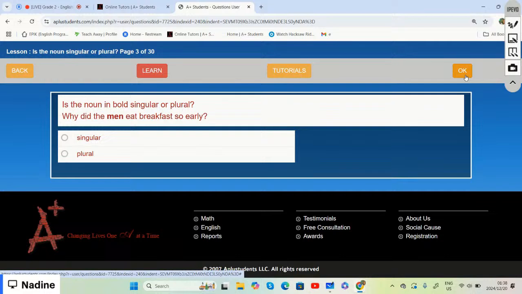All right, the next one says, why did the men, look at that word, men, eat breakfast so early? Does men refer to one, which is singular, or two or more, which is plural? Is it one or more than one of them?